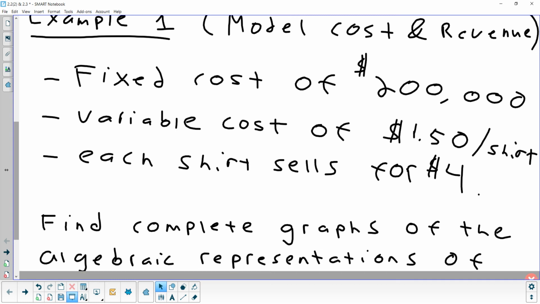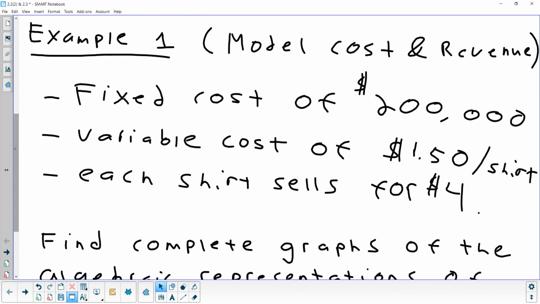So let's find complete graphs of two things. We're going to find an equation that represents the costs for this company, and we're going to find an equation that represents the revenue, or the money that the company takes in from selling their product.